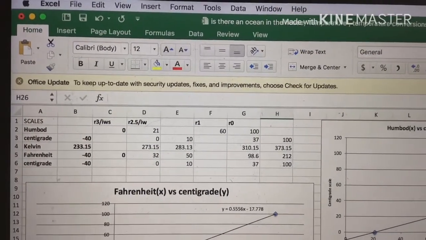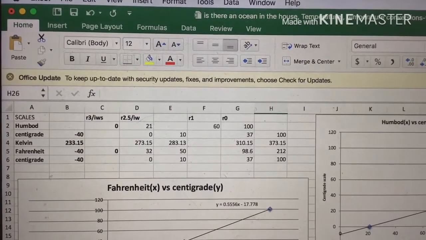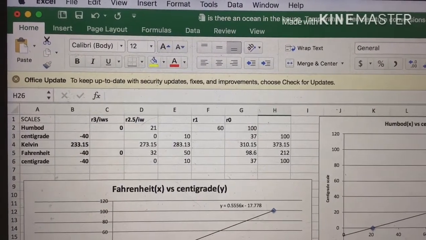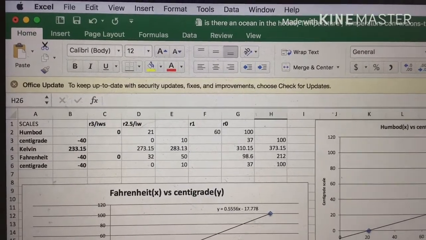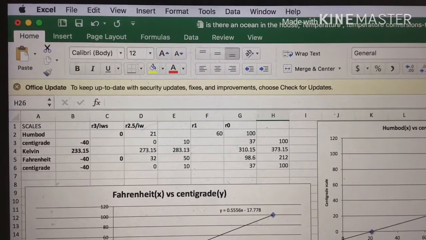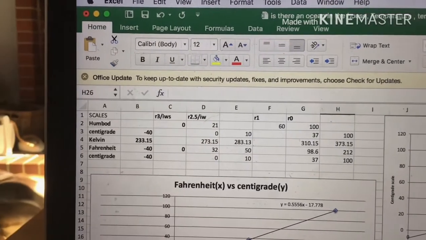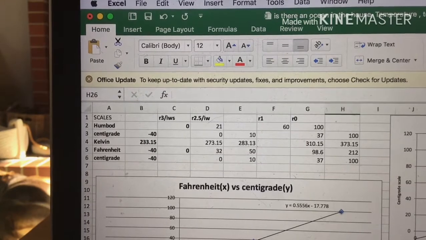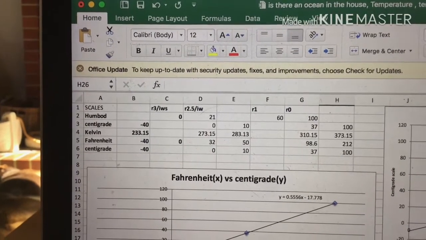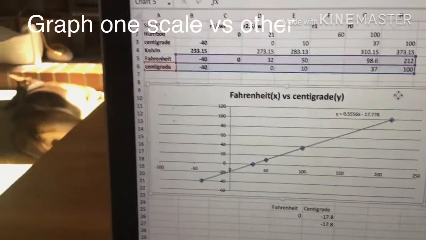R1, which was the room temperature. That's a warm room temperature, and you can see the comparison with today, which is a cooler day. There's a lot of fluctuation and inconsistency with the room temperature. Our ice water, which came out at 21 Humboldt, which is equivalent to 0 centigrade. Well, you can draw the graph.